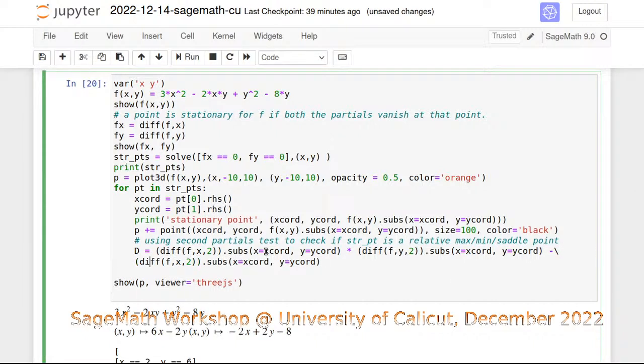Minus what I'm supposed to do. So differentiate with respect to x first, and then I need to apply the differentiation command 2 times: x first and y next. So fxy, the 2 derivatives are found. So square of that.